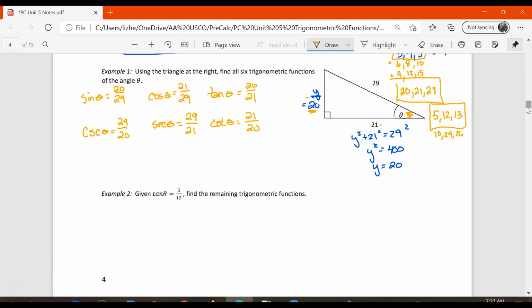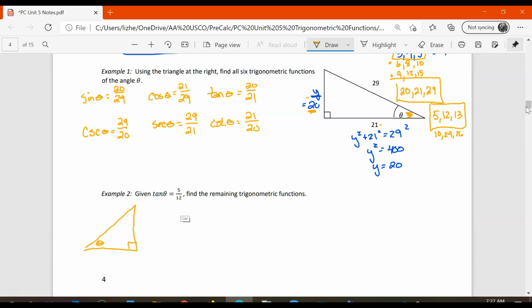This time, we are given that tangent of theta is 5 over 12. Find the remaining trig functions. So right now, we are just working in triangles. We're not working on the unit circle, if you remember that from Algebra 2. So we're just going to draw a triangle here. It has to be a right triangle. So there you go. Theta is either one of these angles.